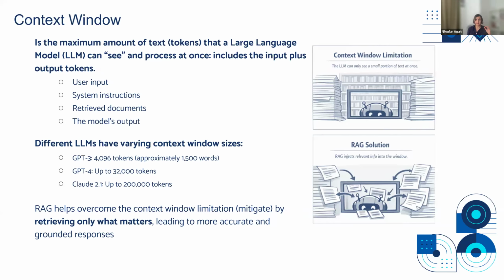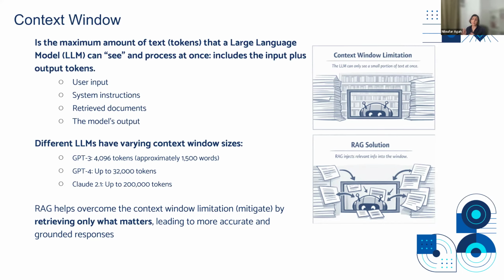To understand why RAG is needed, we also need to talk about the concept of the context window. The context window is the maximum amount of tokens that a large language model can see and process at once, and it includes both input and output tokens. So it includes the user prompt, system prompt, retrieved documents, output, everything. Different LLMs have varying context window sizes. For example, the context window size of GPT-3 is about 4,000 tokens, and GPT-4 is about 32,000. It varies among different LLMs, but all have that specific limitation.